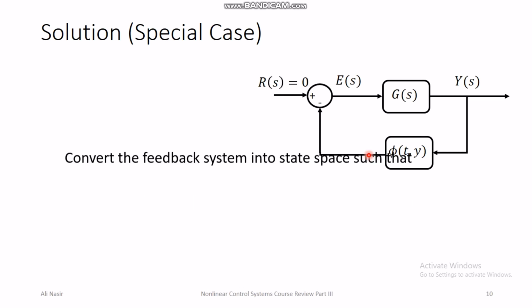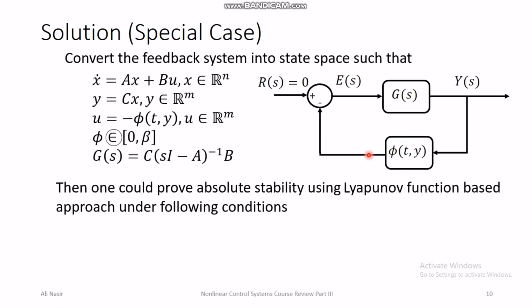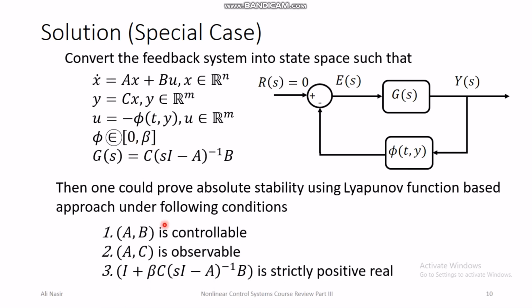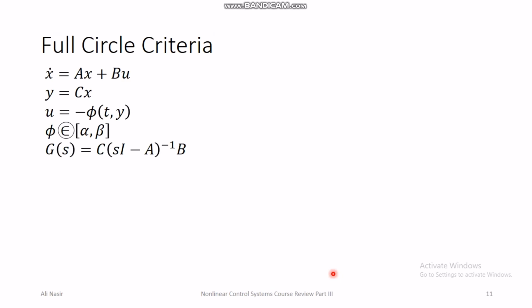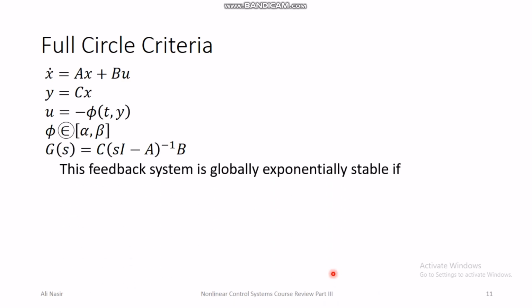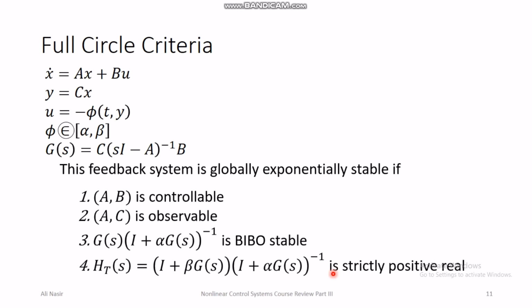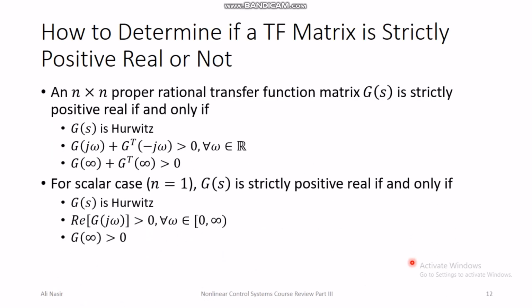And then the solution for the case where the nonlinearity belongs to a sector which starts with 0, we have to verify 3 conditions: AB controllable, AC observable, and this transfer function to be strictly positive real. And in case of the general sector nonlinearity, we have 4 conditions: AB controllable, AC observable, this transfer function being BIBO stable, and this transfer function being strictly positive real. We also looked at how to determine whether a transfer function matrix or a transfer function is strictly positive real or not.